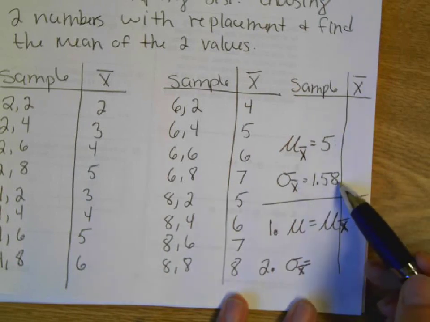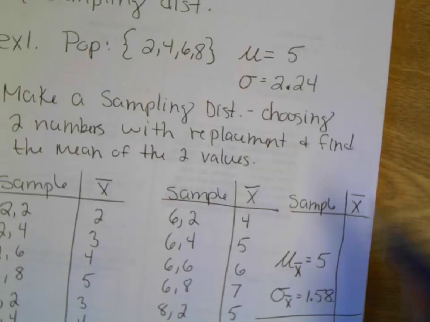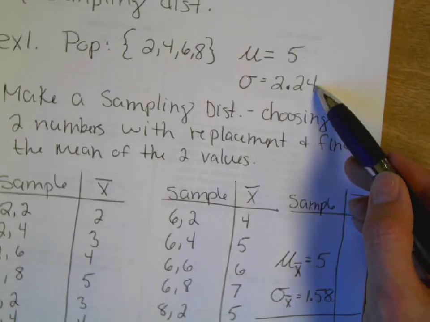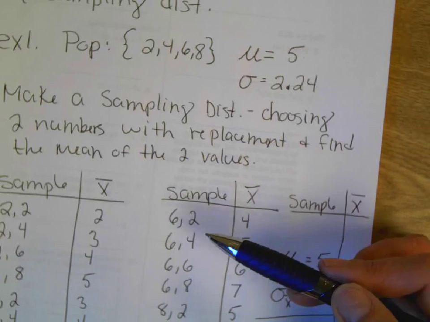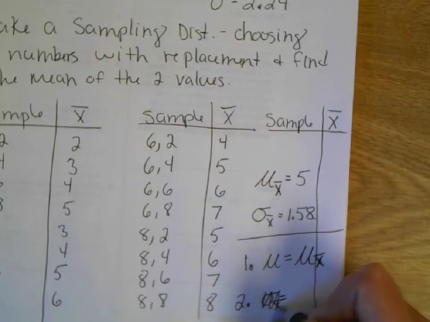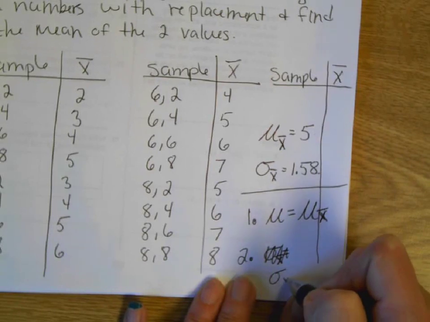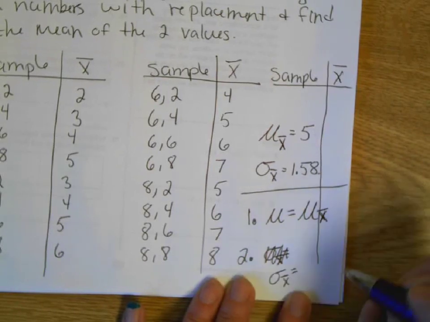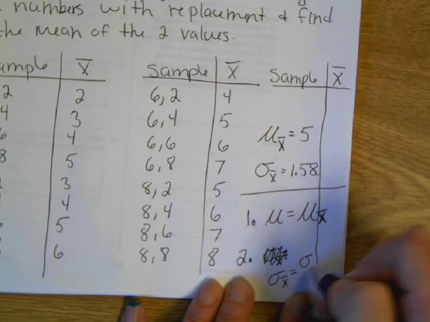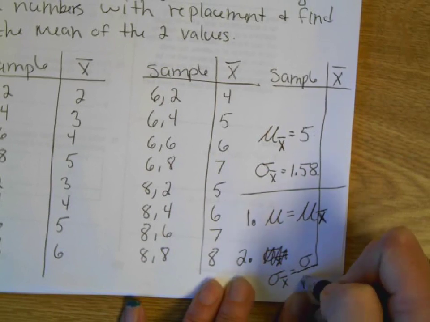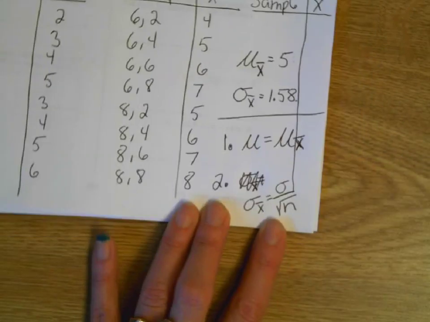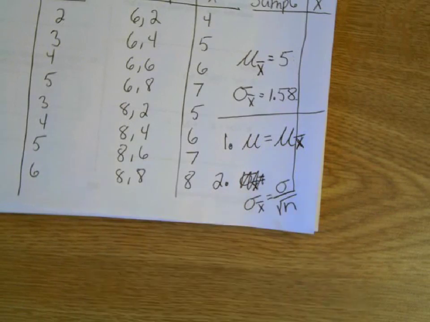To get this standard deviation, it is equal to the population standard deviation divided by the square root of your sample size. Let me write that better. The standard deviation of the sample means is the population standard deviation divided by the square root of the sample size. And I'm going to write those again on the next page.